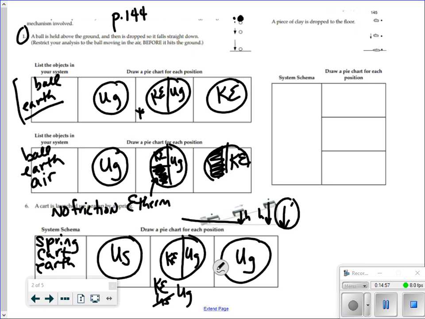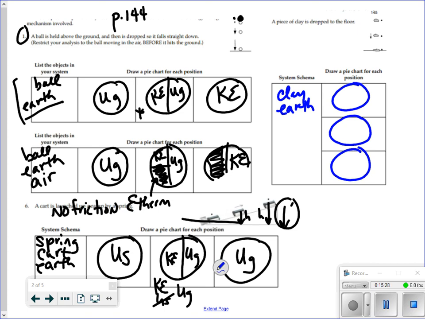Our last one here, the piece of clay being dropped to the floor. I'm going to change colors, I think. Would be nice. So we've got the clay, and again, we've got the earth. That's why it's dropping. Up to you whether you want to talk about air resistance. I'm going to say no, it's probably not that high. So if you look, in our first pie, it's not moving because we have a dot. In our second pie, it is moving because we have an arrow. And in our third one, we have a dot, which means it's not moving again.